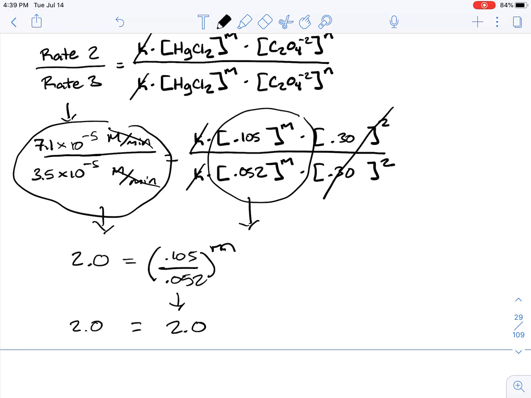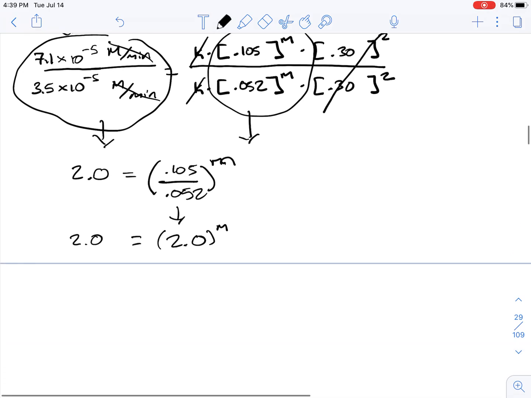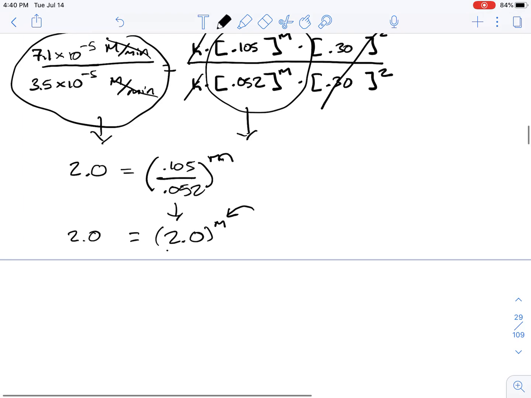Okay, and so this 2 is still raised to the m power. Now you guys can go ahead and do the logarithm, where you guys can think about this rationally. What exponent will allow 2 to become a 2? Okay, and so the answer to that question is 1. And so if you have 2.0 to the first power, that's just going to be 2, making that statement true.